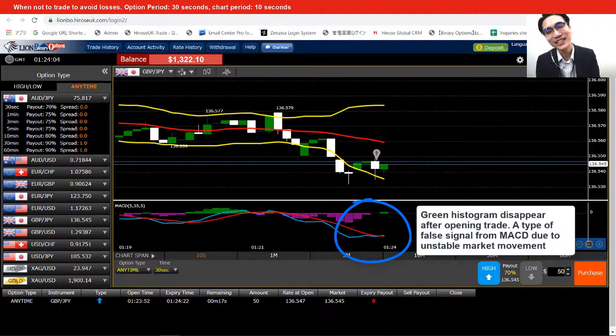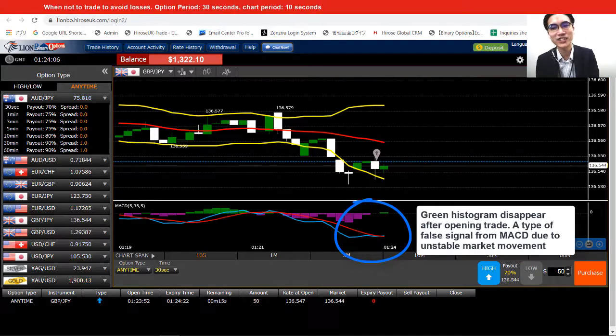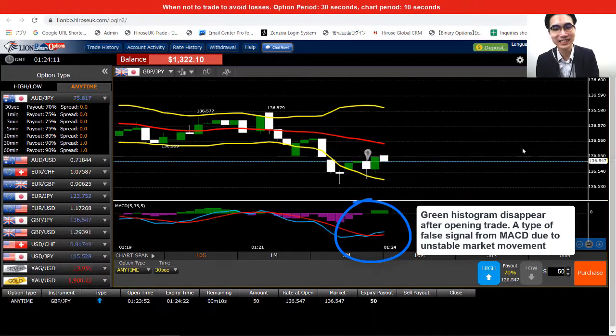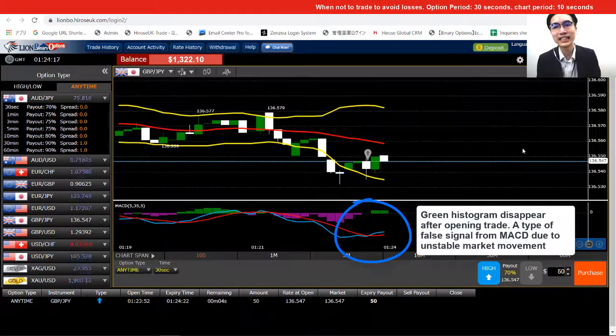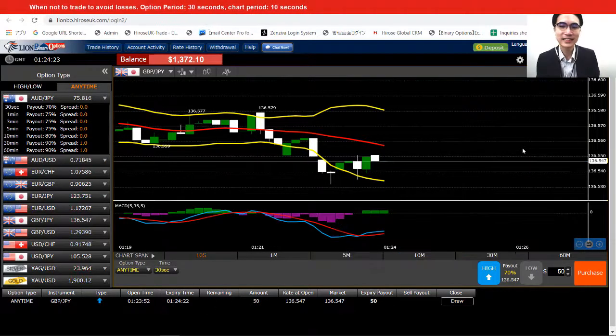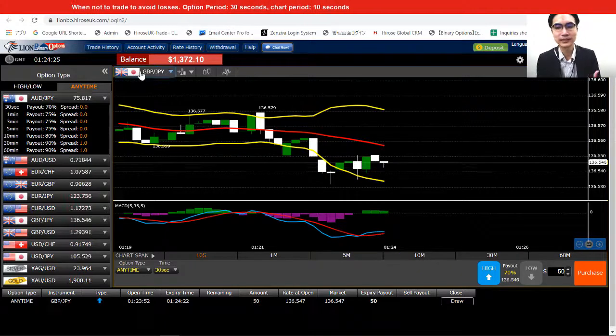But now in here you see when I place that trade, the histogram didn't come out, the green histogram doesn't come out. That means I actually got tricked by the false signal, and now the trade is really close, and I hope it stays there so I can end in draw. So yep, it stays and ends in draw, no loss and no profit.